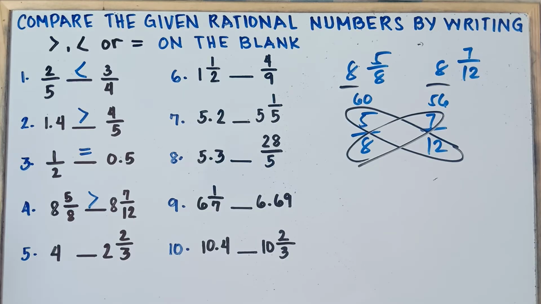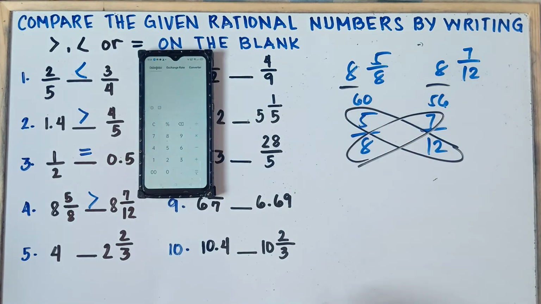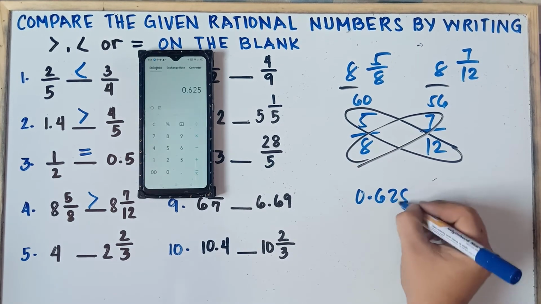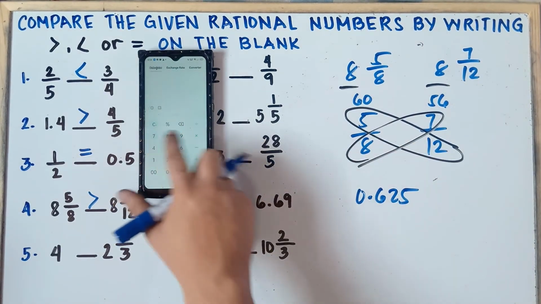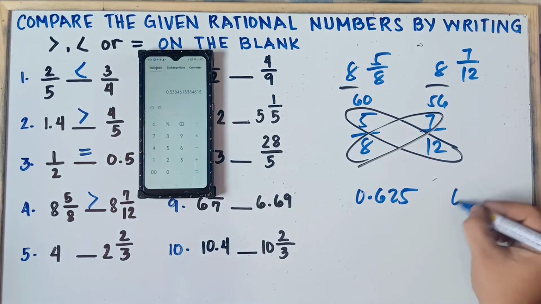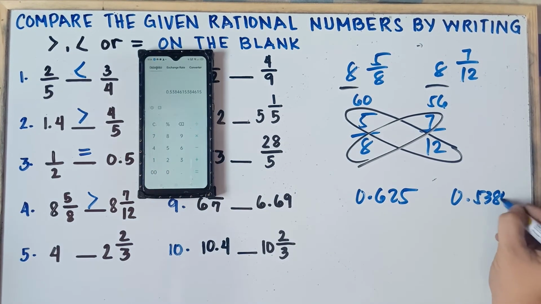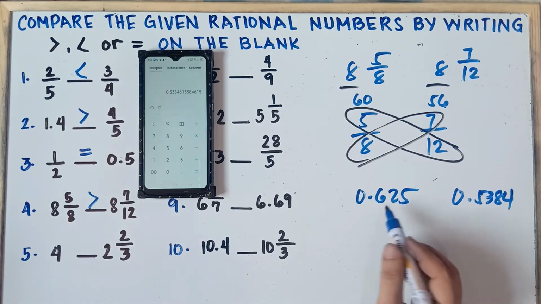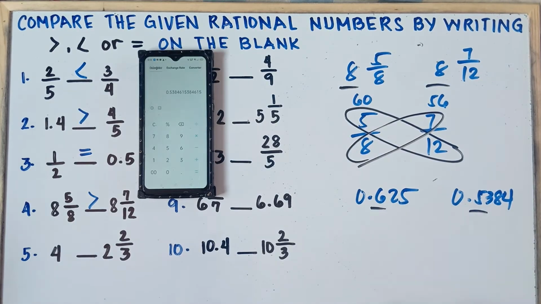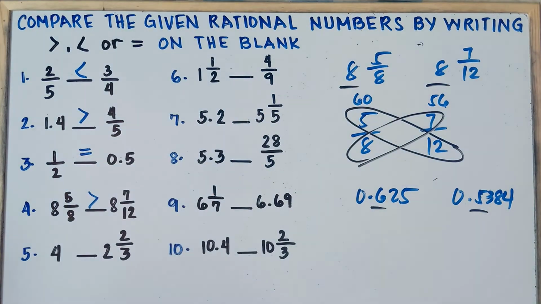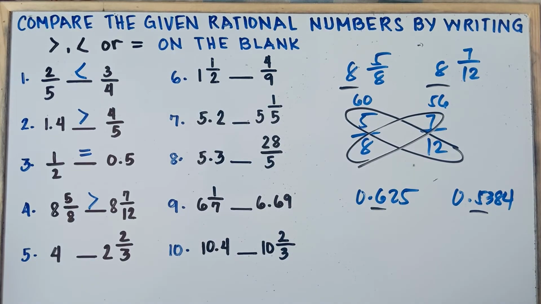Even if we use our calculator, class, let's check. Let's divide the fraction, 5 over 8. 5 divided by 8, the answer is 0.625. Now, how about this one? 7 divided by 12, you will get 0.5384 and so on. Of course, we know that 6 is greater than 5. So therefore, class, 5 over 8 is greater than 7 over 12. But once again, class, it will take time if you use your calculator. If you do it manually, especially in dividing, just simply cross multiply, class, if you have given fractions.